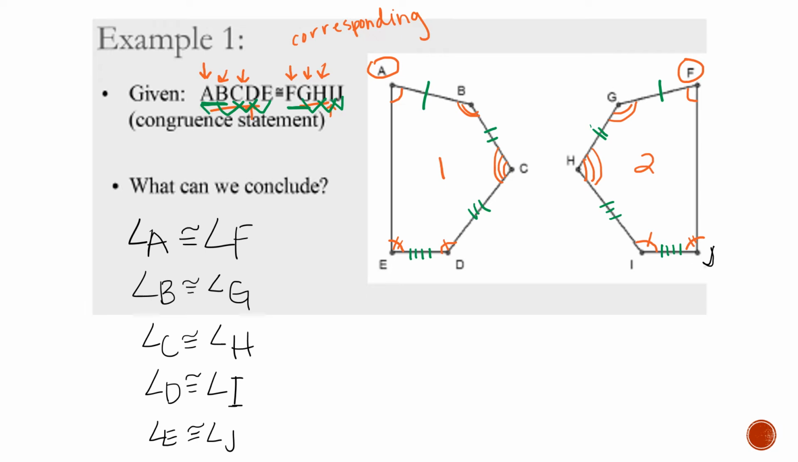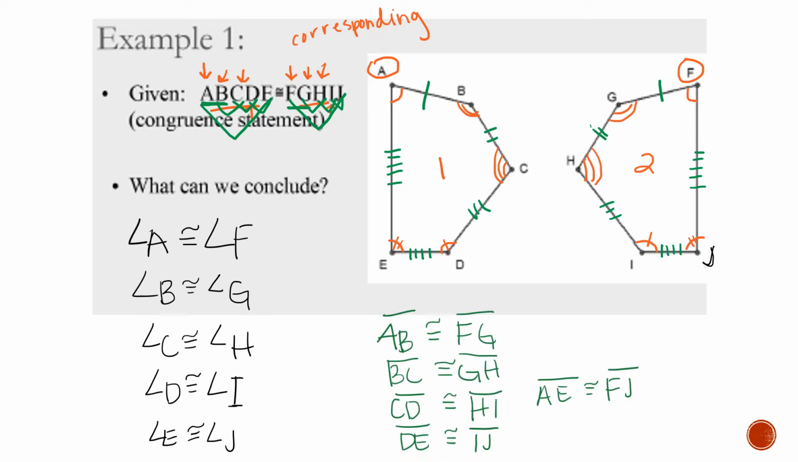And then lastly, from A to E, so the start to finish, F to J. So that would be your 5. 1, 2, 3, 4, 5. And we could write these statements, segment A, B congruent to segment F, G, and so on and so forth. So this is kind of what I'm going to be asking of you on your assignment, is to tell me which parts are corresponding, making sure you're using the correct notation if it's an angle or if it's a segment.